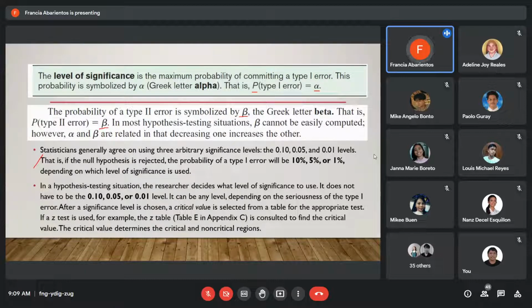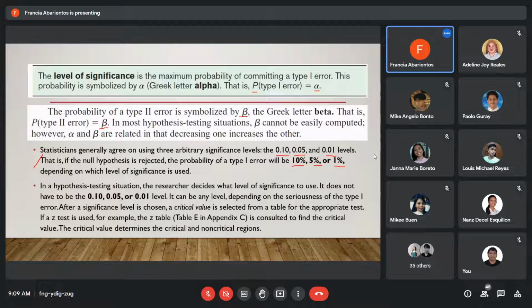Because of that error, statisticians generally agree on using 3 arbitrary significance levels. So this is now your 0.10, 0.05, and 0.01. So that is, if the null hypothesis is rejected, the probability of a type 1 error will be 10%, 5%, and 1%, okay, depending on which level of significance is used.